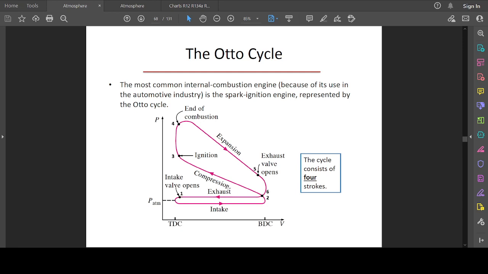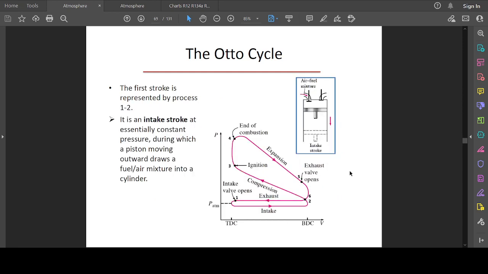So this process has been represented on a PV diagram for the four stroke cycle in an auto engine. Like we've already established, from stage 1 to 2, this is the intake stroke, which essentially happens at constant pressure, atmospheric pressure. During this, the piston goes outwardly to draw in the fuel and air mixture, like we expect.